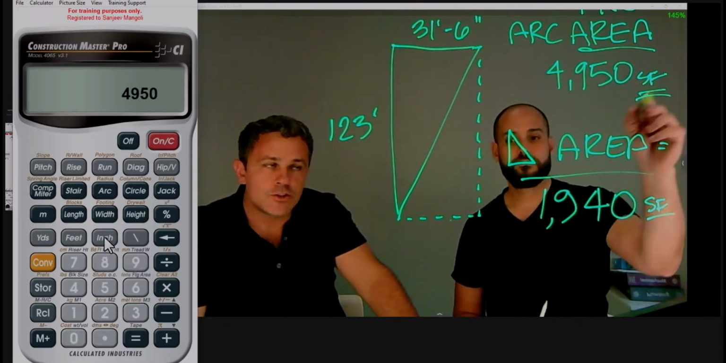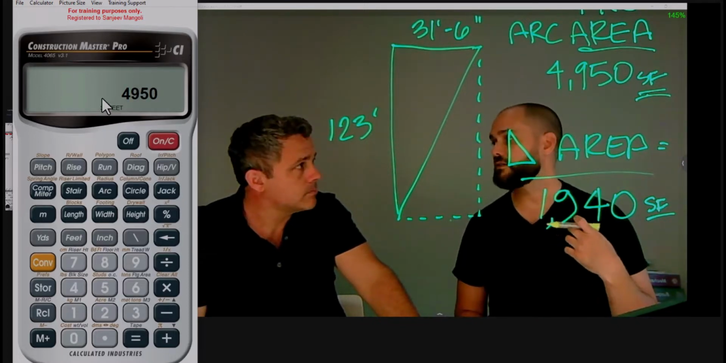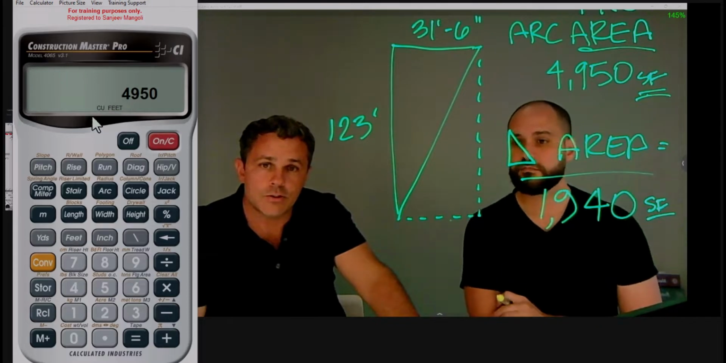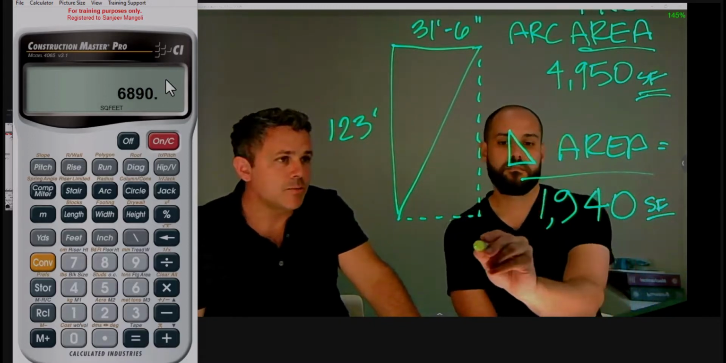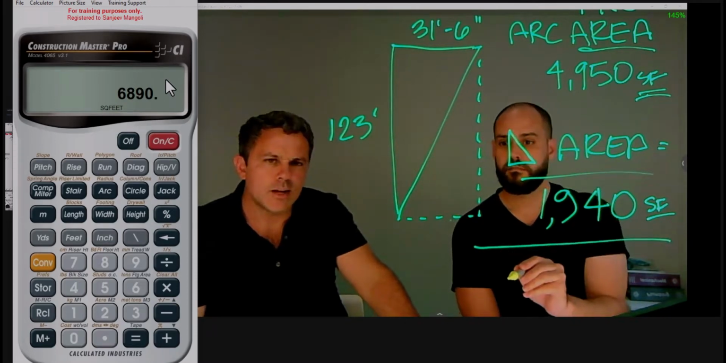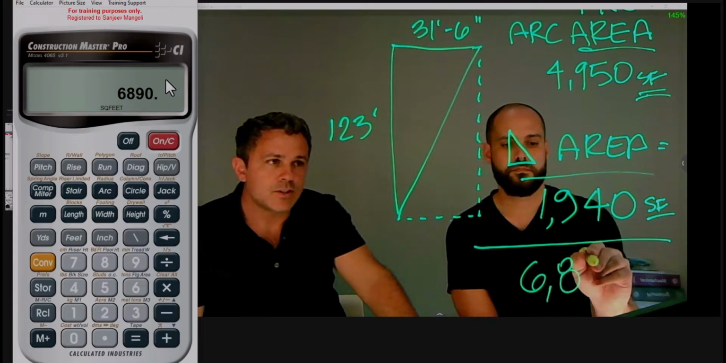I'm going to go ahead and just put square feet. That's you telling the calculator now it's square feet. You click on it twice, and if you want cubic feet, click on it a third time. We're not doing cubic feet today, but you can just toggle it too. We're going to do square feet, and we're going to add in the 1940 square feet. So we have 6890 square feet. We can kind of write that down. We'll write 6890.